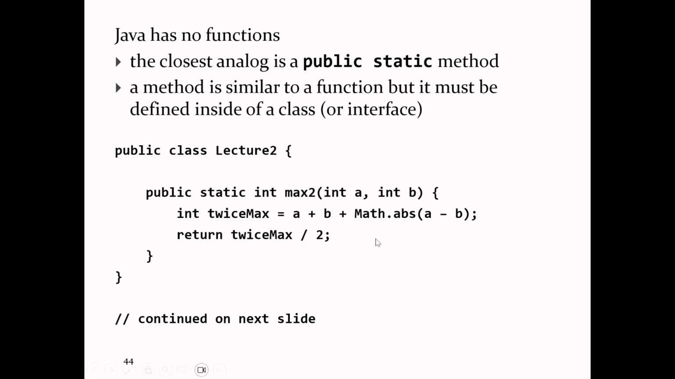It's A plus B. The absolute value method in Java is math.abs. And everything else is the same. So there's my definition of the max2 function. There is no prototyping, so there's no header file.